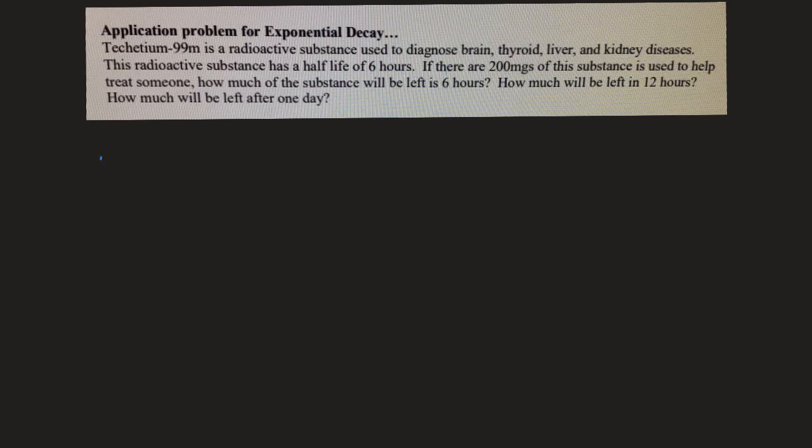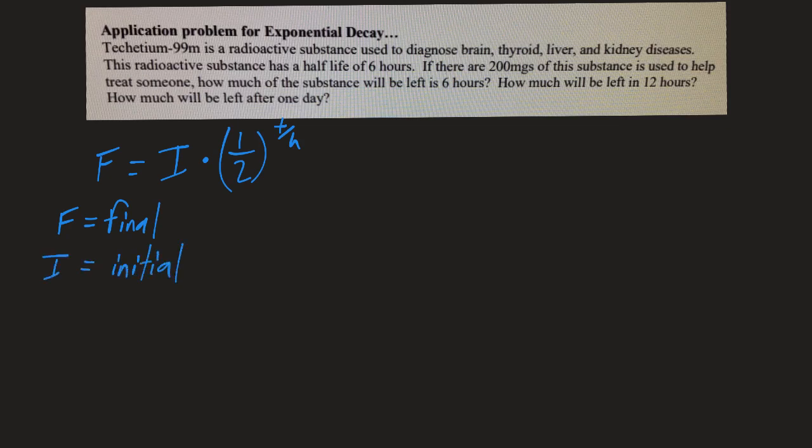So the formula goes something like this. Your final amount is equal to the initial amount times 1/2 to the time divided by the half-life. Okay, so let's define those letters again. F is your final amount, I is your initial amount, 1/2 is a constant because we're talking about half-life. Everything cuts down by a half. T is your time, and H is your half-life. That's how long it takes to decay.